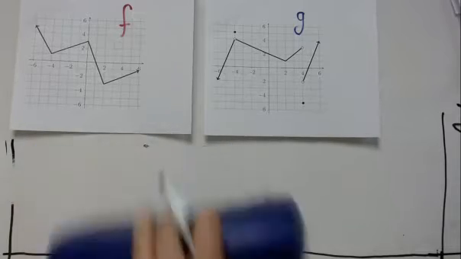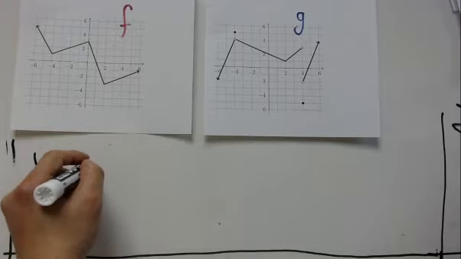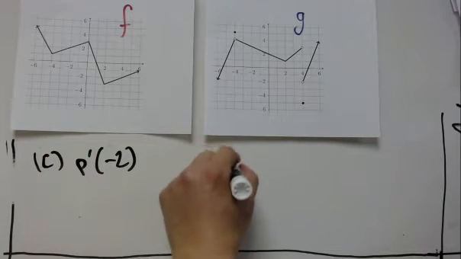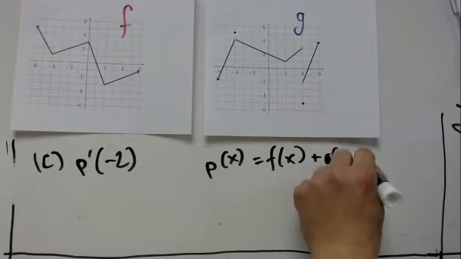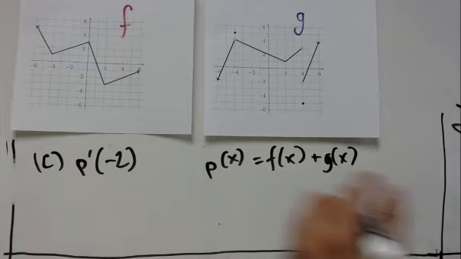what do we have? For part C, the question is to find p prime of -2. We're given that p of x is equal to f of x plus g of x. Okay, well, what do we do with that? Well, first let's find p prime of x.